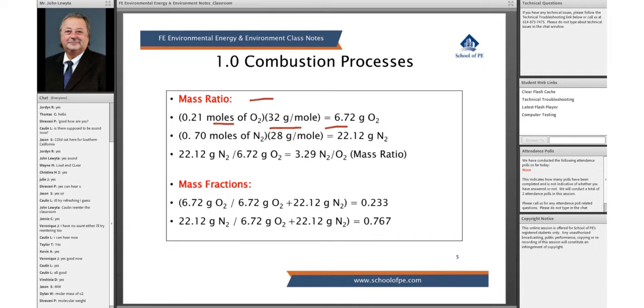Then what you have here too is nitrogen. We do the same thing. We got 0.7 moles. You multiply by 28, and that is supposed to be 0.79. That comes from your material. See this correction? This 0.7 is supposed to be 0.79, because 0.79 plus 0.21.